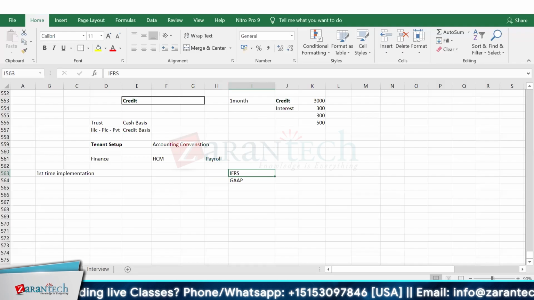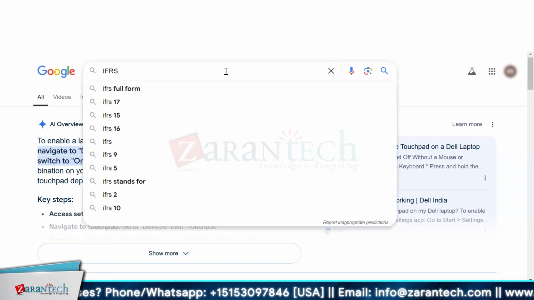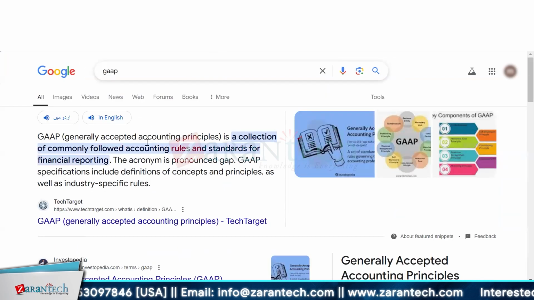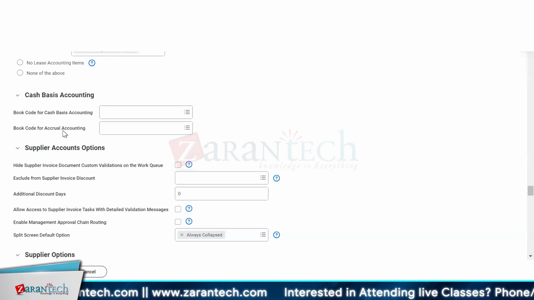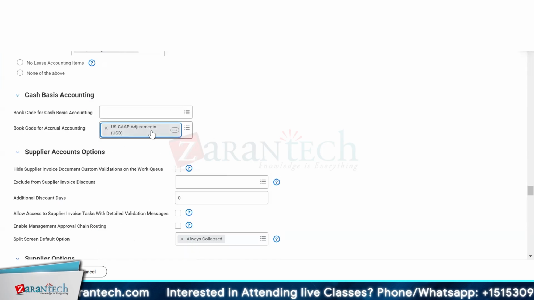Let me Google it now, because this is IFRS. It's an accounting standard: International Financial Reporting Standards, and GAAP is Generally Accepted Accounting Principles, not global. Sorry. It is a collection of commonly followed accounting rules and standards for financial reporting. If I want to follow these standards, I will create a book code. There are multiple book codes already there, and the US standard is already created.